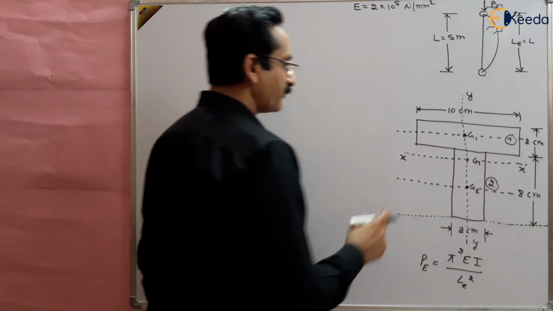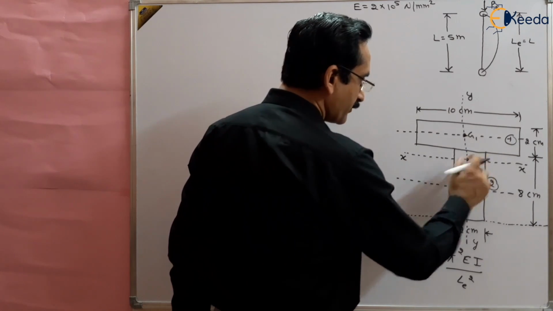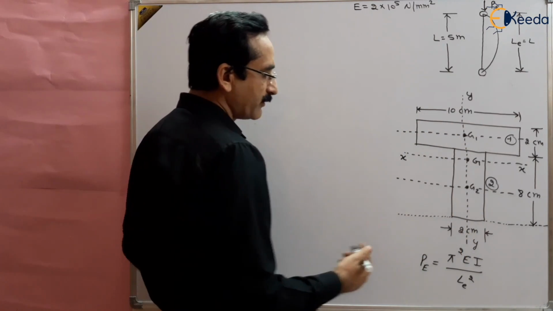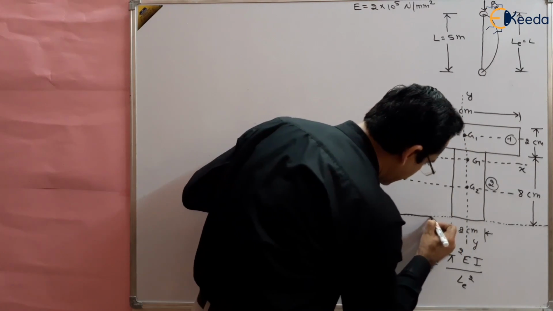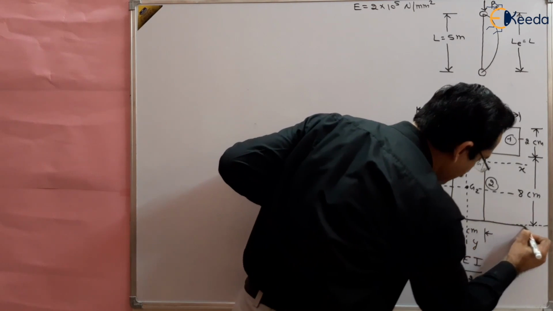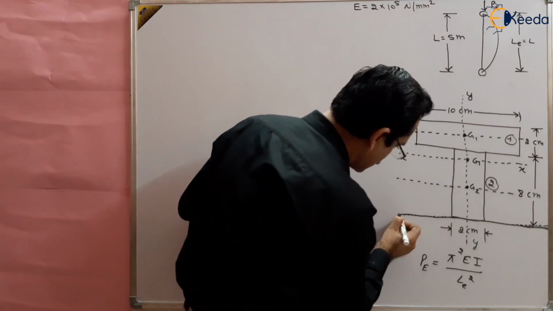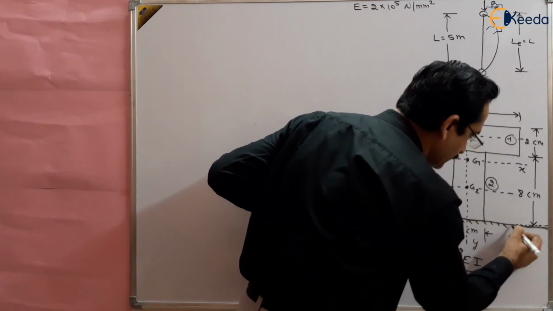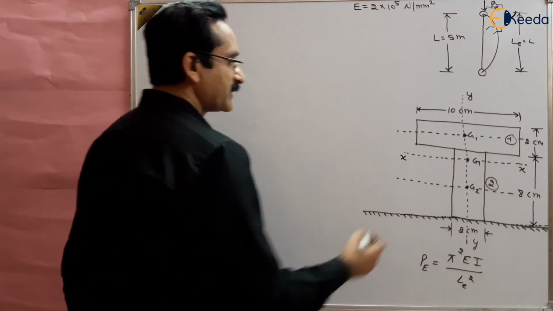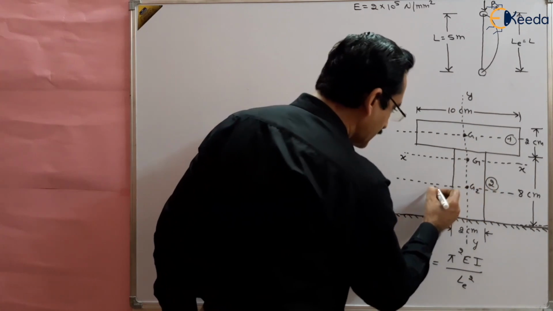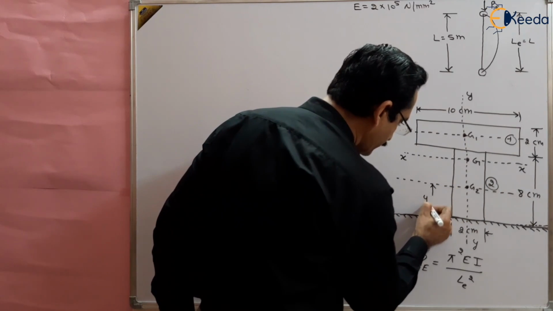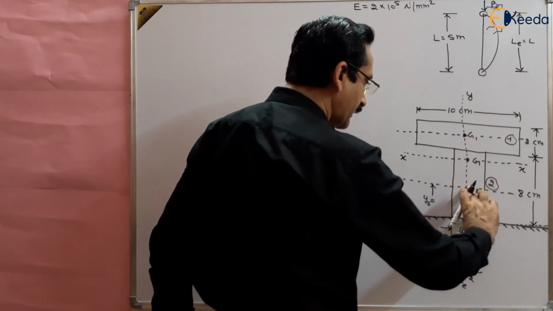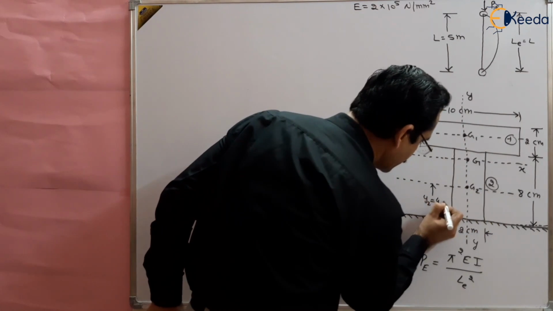But first of all we have to find out where this centroid is lying. We don't know where this centroid is lying. So for that we will take a reference line. Say this is our reference line about which all the distances will be measured. And say the centroid of G2 is at y2 from this line. If the total length is 8 centimeter, then the centroid will be lying at half the distance, that is 4 centimeter. So this will be 4 centimeter.